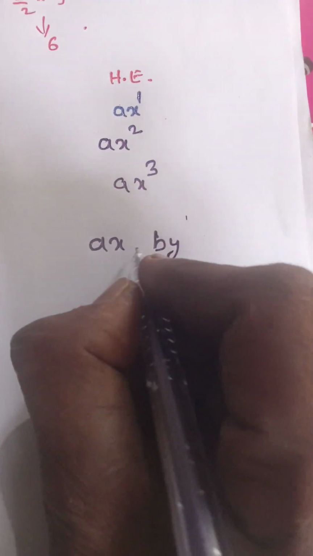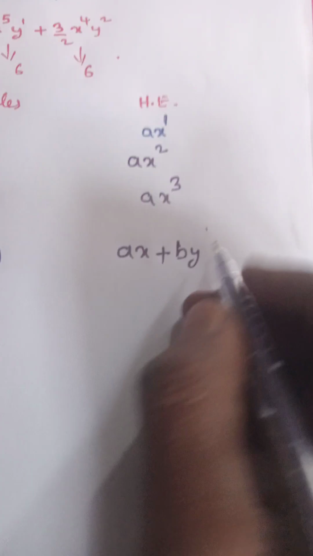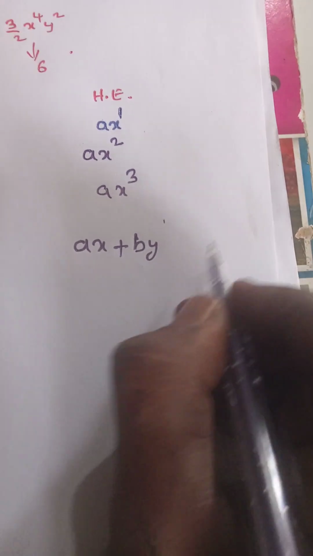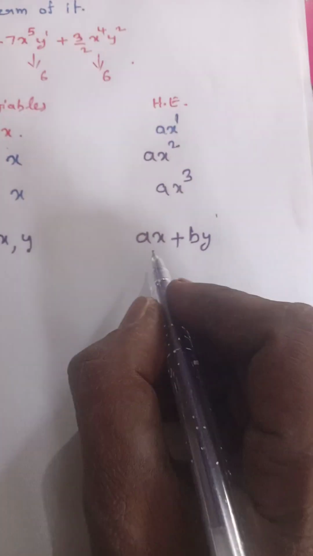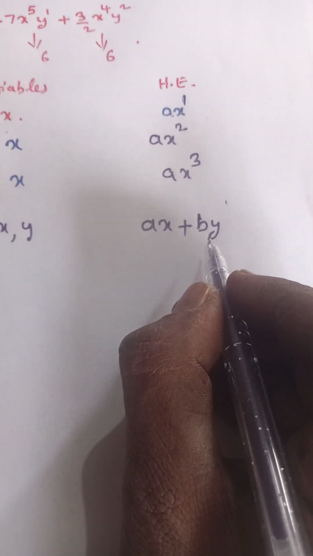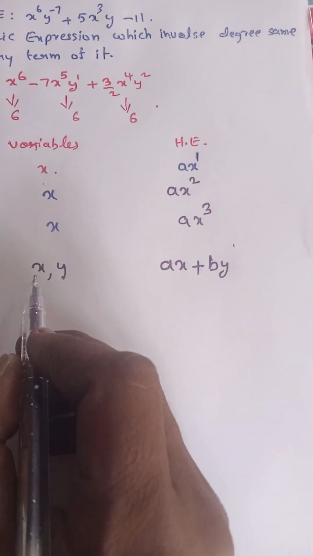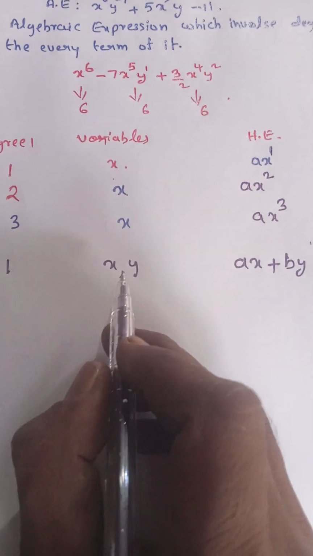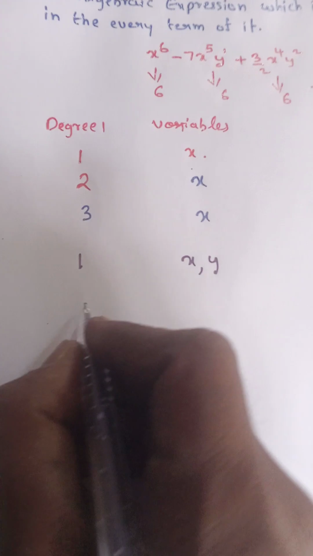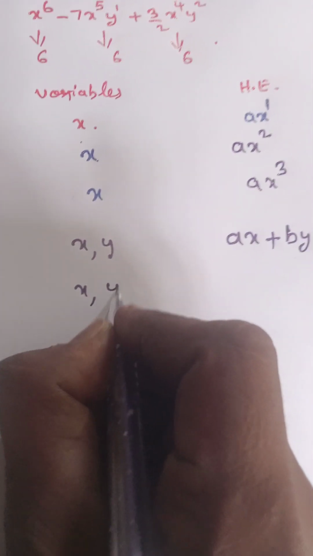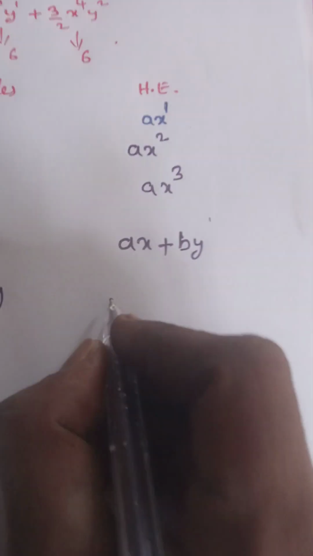Its degree is also 1, right? But if you include both variables x and y, x power 1, y power 1, it will become 2. So we should not write that one. Only ax plus by is a homogeneous expression of degree 1 in the two variables. Now the second degree homogeneous expression in x and y, I am going to write.